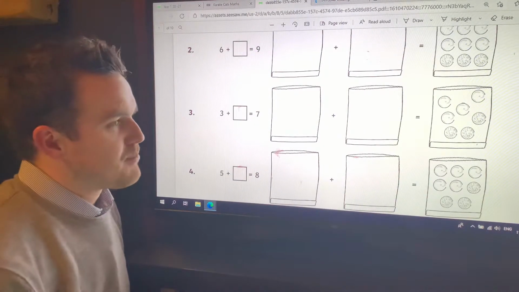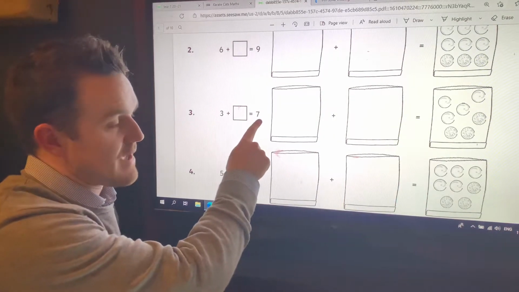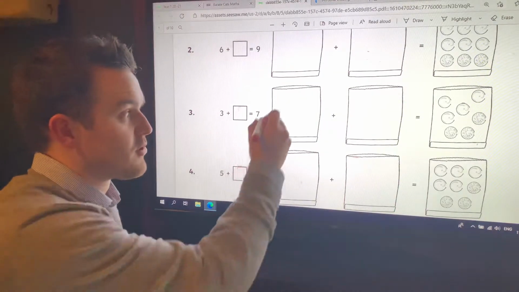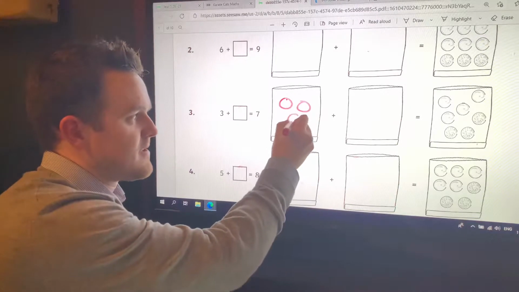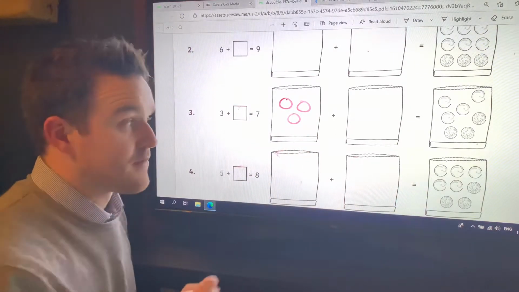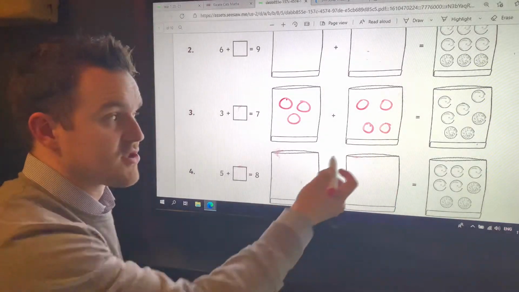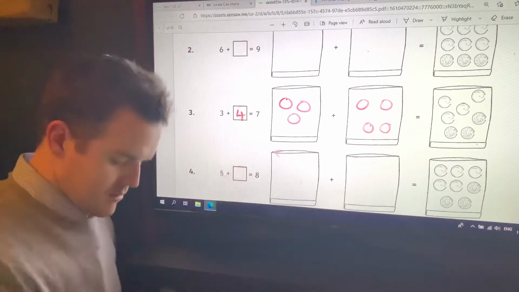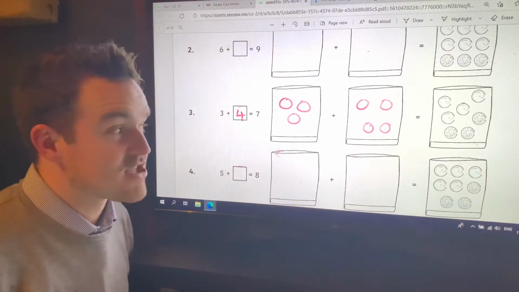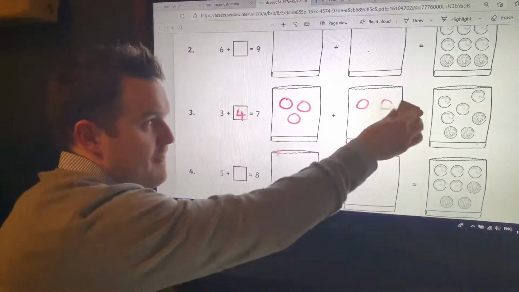Okay, 3 plus something equals 7. Now we need to work out what the something is. So we'll do our 3 first of all. 1, 2, 3. And I keep on counting until I get to 7. 4, 5, 6, 7. 3 plus 4 equals 7. So that's a nice little easy starting point for most of you to start off on.